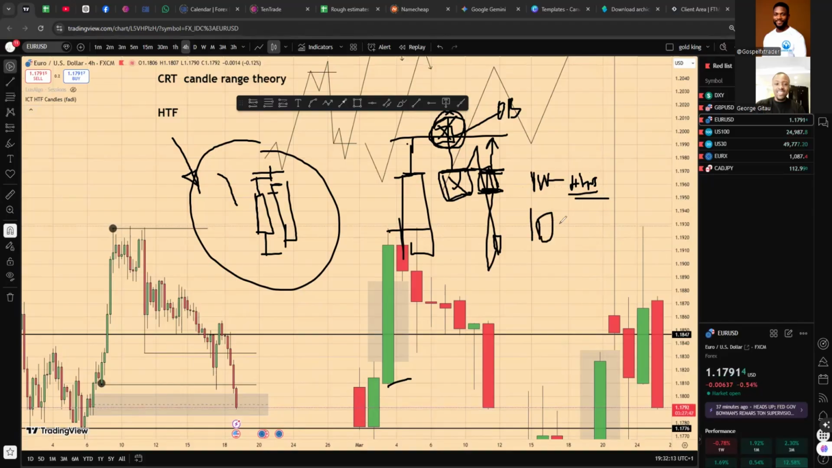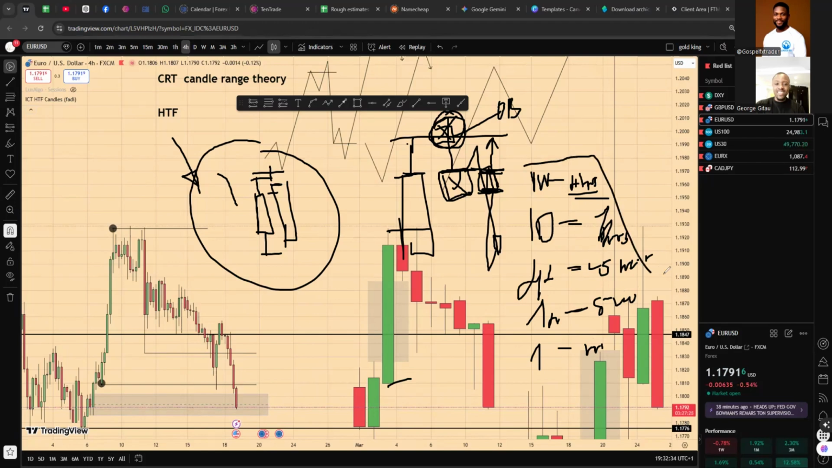Now, if you see it on the daily, you use the 1 hour to get your model 1 confirmation. If you see it on the 4 hour, you use 15 minutes to get your model 1 confirmation. If you see it on the 1 hour, you use the 5 minutes to get your confirmation. Then with 30 minutes, you can be going down to 3 minutes and 1 minute time frames. But I mostly recommend these higher time frames, from 4 hour upward, to spot your CRTs and get your model 1 entries, because I don't like going down to too low of time frames, like 5 minutes downward.